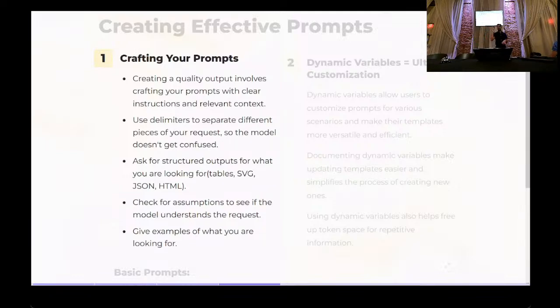Check for assumptions. This is really good because you can basically prune and pre-prompt the response by asking if it understands what you're looking for. So if you're giving it a prompt and you're asking it to do something, at the end of the prompt, the task is to do this. Is that understood? You're asking it to confirm if the prompt makes sense and if it can do it.